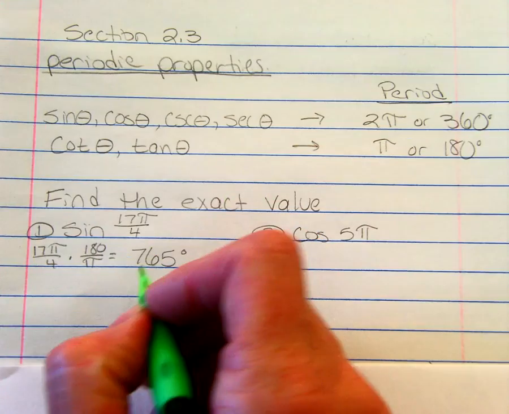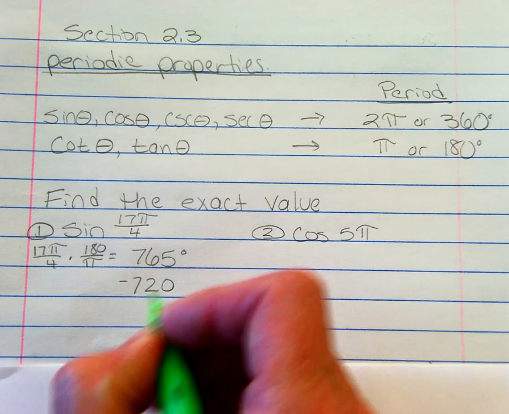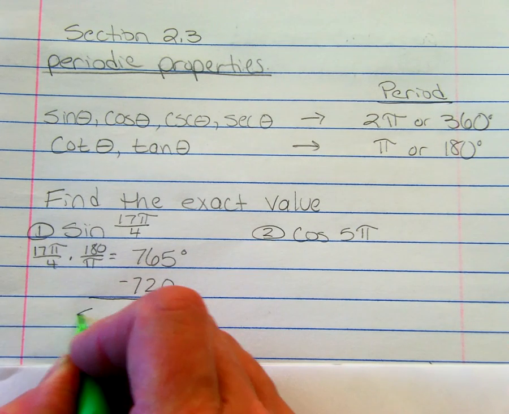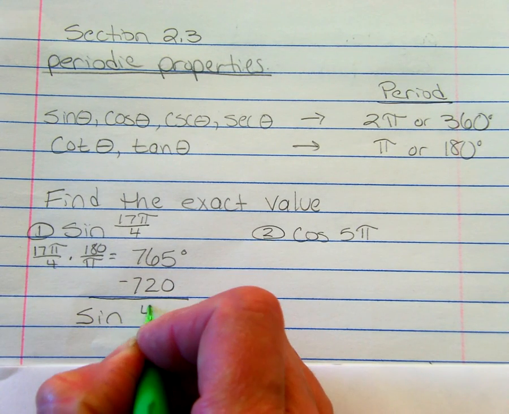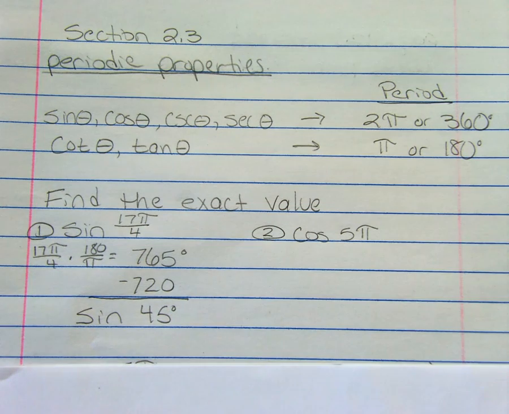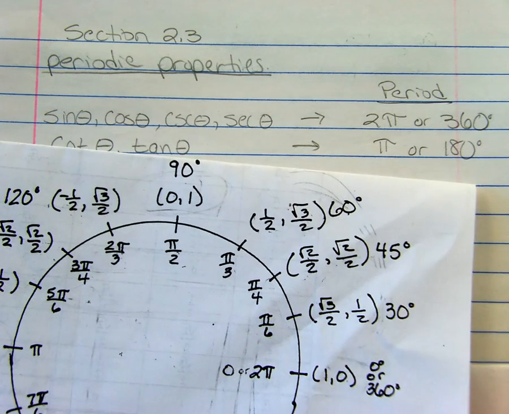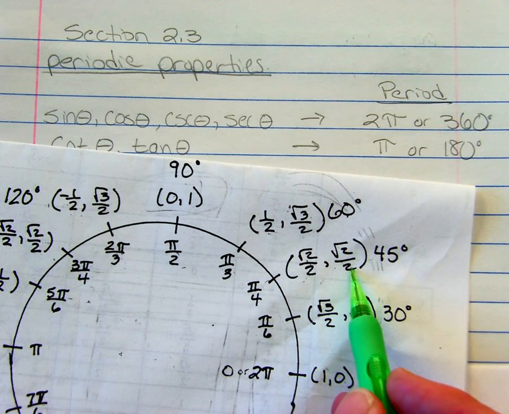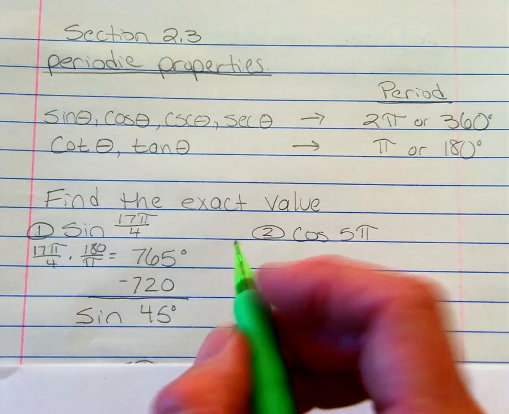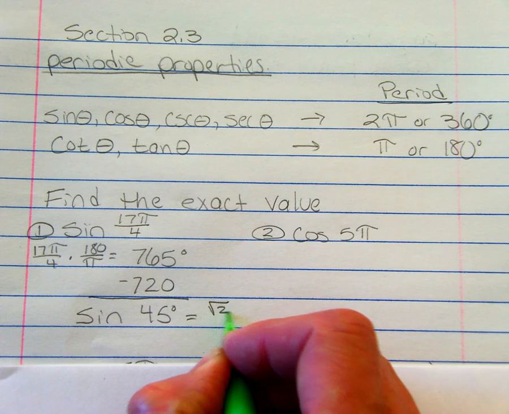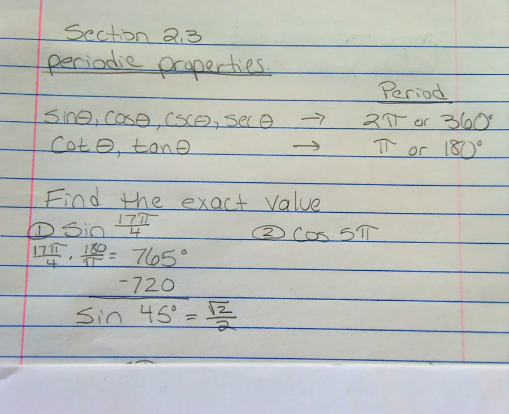Now it doesn't matter to me if you don't write this 720, but I do need to see the sine of 45 degrees. Then of course you'll look that up on the unit circle, and sine of course is the y value. So 45 sine, there it is, square root of 2 over 2. That's the answer to the problem. Hit the pause key and do number 2. When you're done, come back and check your answer.